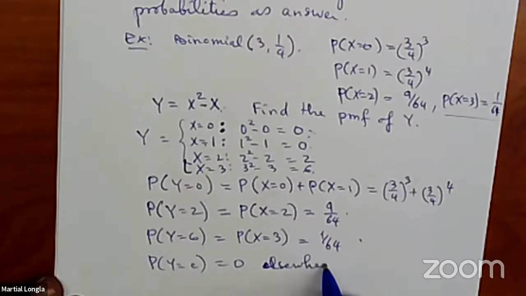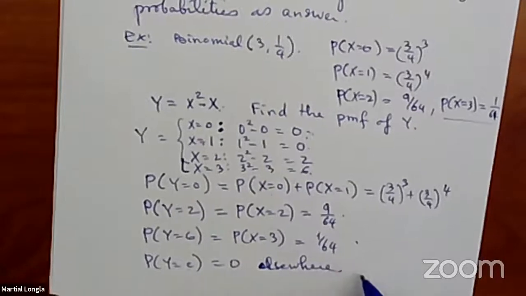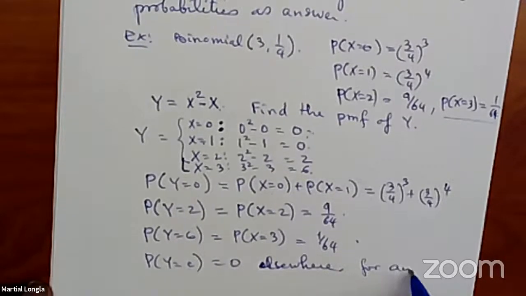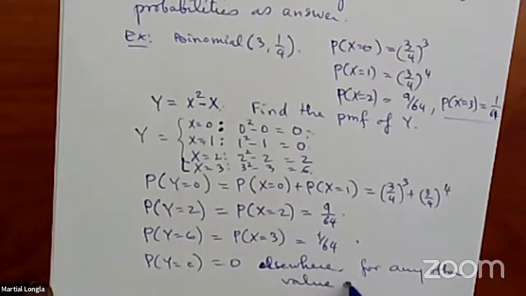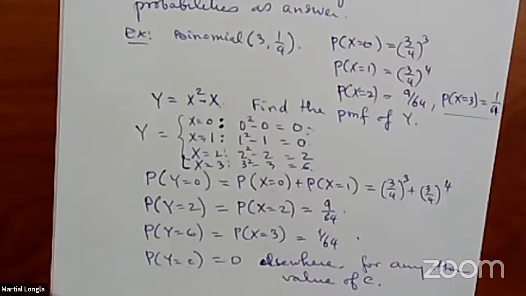And probability of y equals c equals 0 elsewhere or otherwise. You understand? For any other value of c. So we got the PMF of y.